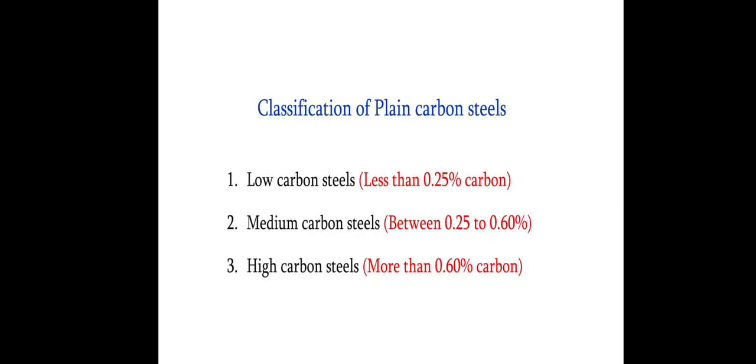Steels are alloys of iron and carbon. However, steel contains other elements like silicon, manganese, sulfur, phosphorus, nickel, etc. The alloying elements are either intentionally added or retained during the refining process. In general, plain carbon steels are classified into three types: low carbon steel, medium carbon steel, and high carbon steel.